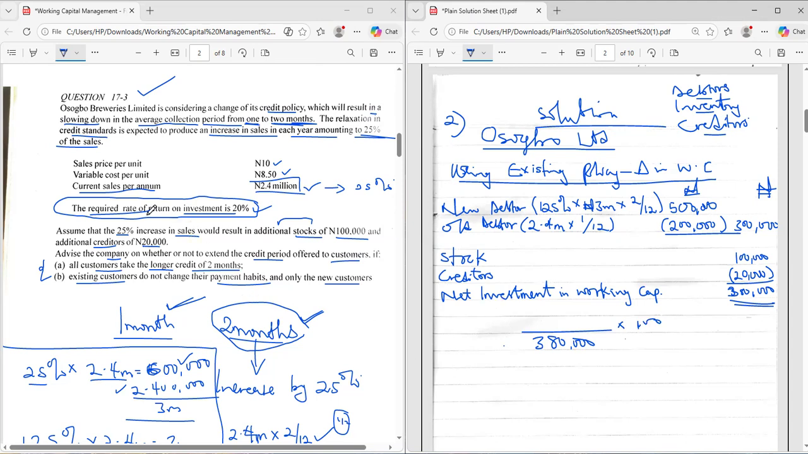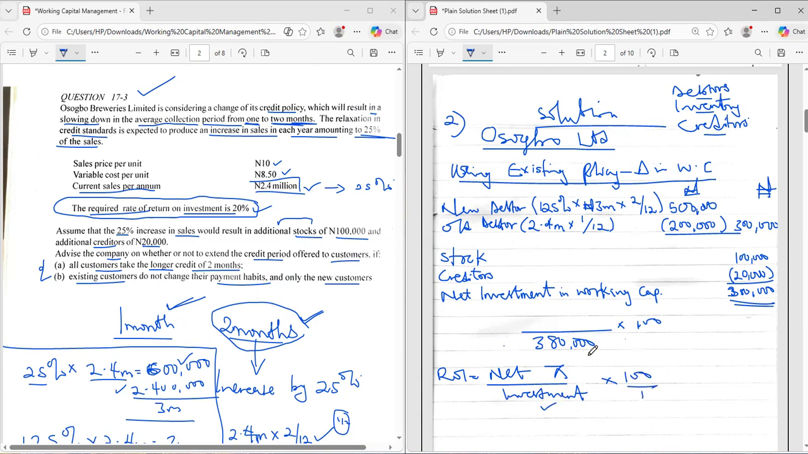Investment in working capital, I mean, return on investment. What's the formula for ROI? Return on investment: net profit. Net profit divided by what? Investment. Average investment. Yes, times 100 over 1.